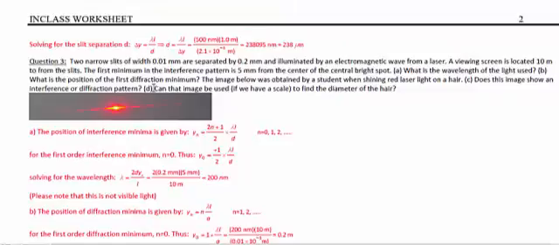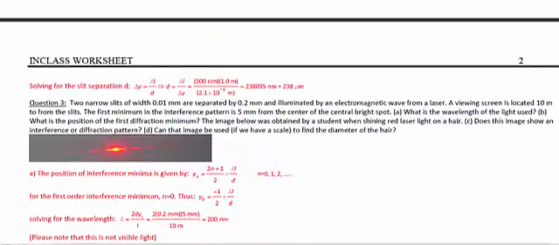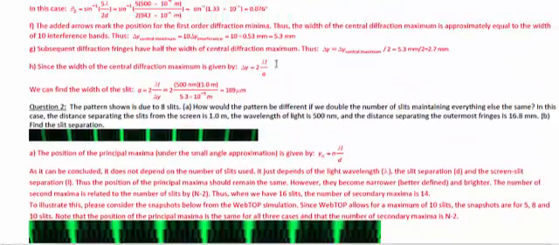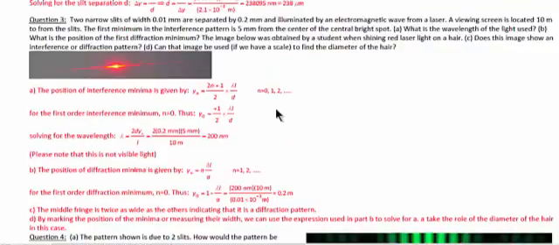Now the next question is, can that image be used, if we have a scale, to find the diameter of the hair? Of course, all we will have to do is measure the width of the fringes. Once we get the width of the fringes, we can, like what we did in the past, use the expression for the width of the fringes to find A. But A in this case is going to be the width or the diameter of the hair.